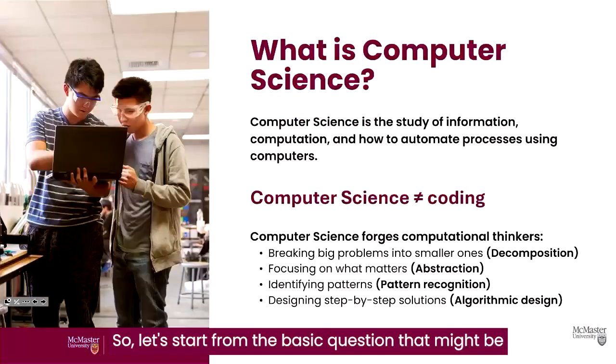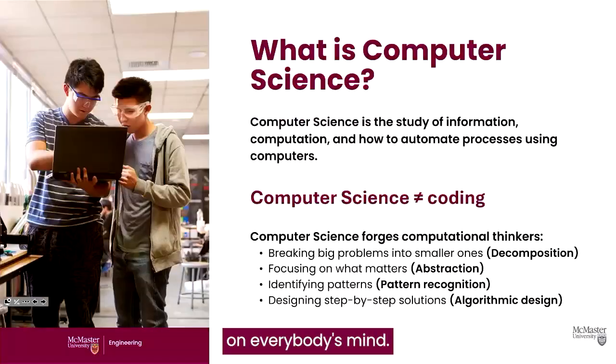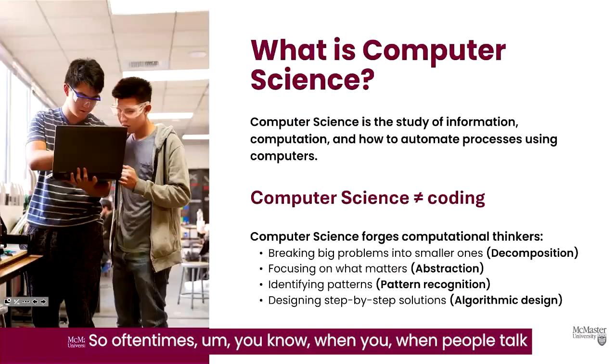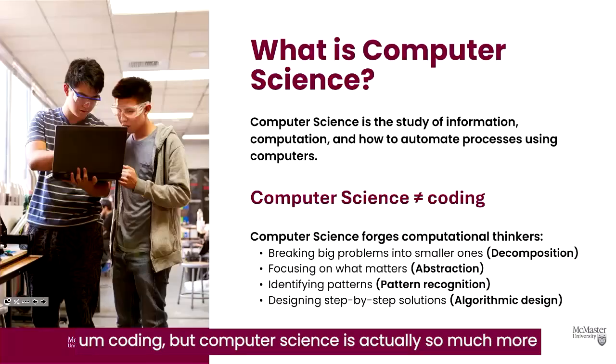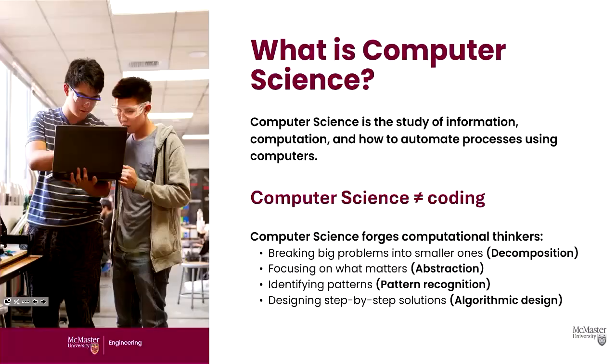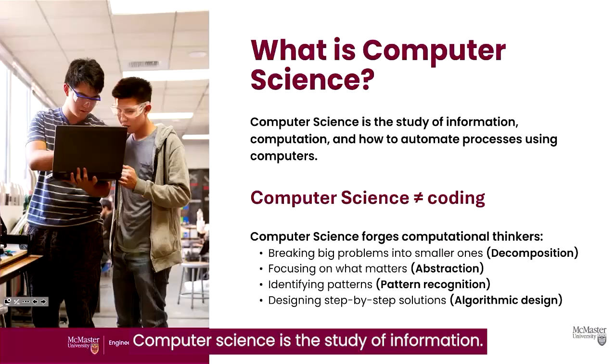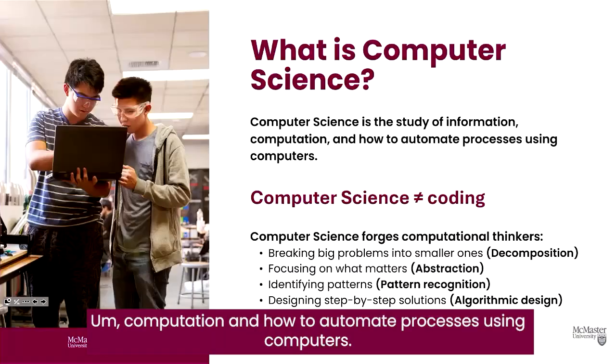So let's start from the basic question that might be on everybody's mind. Really, what is computer science? Oftentimes, when people talk about computer science, they tend to equate that to coding. But computer science is actually so much more than coding. Computer science is the study of information, computation, and how to automate processes using computers.